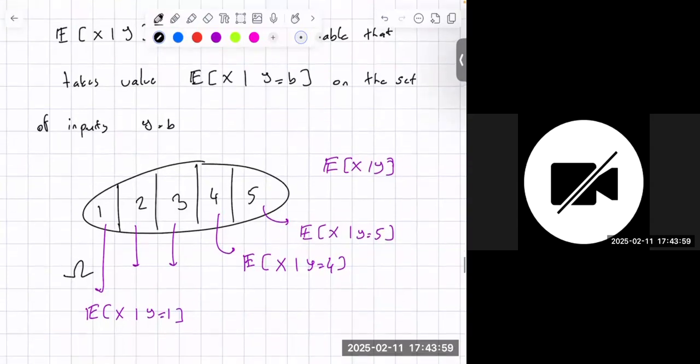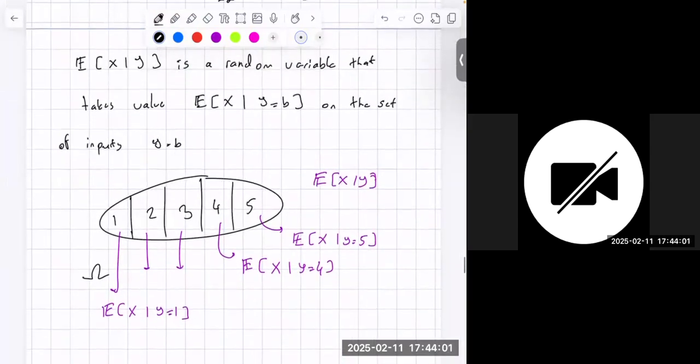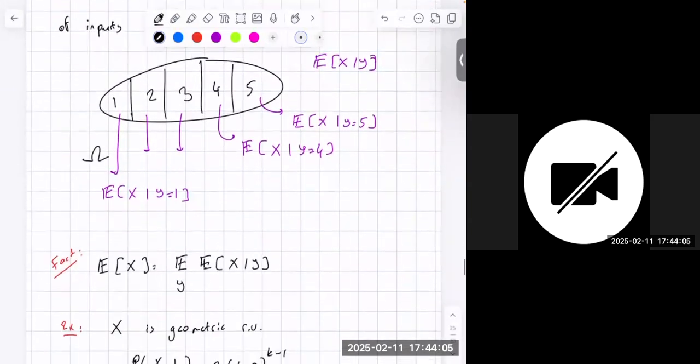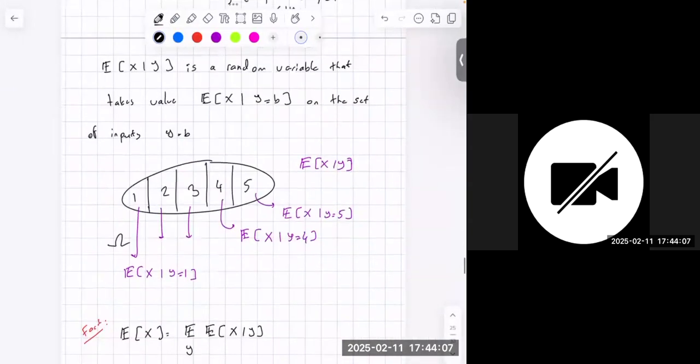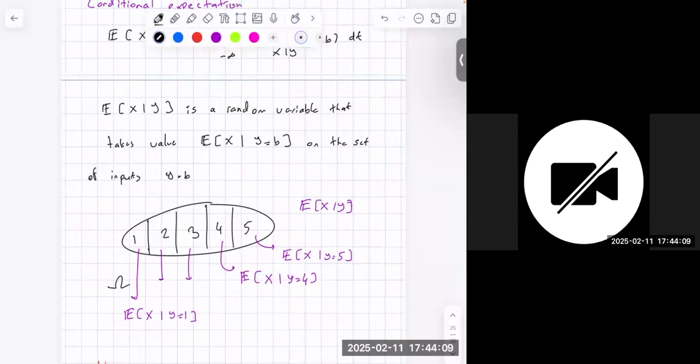All right, and let's see. Apparently, I still have a minute or two. Very good. And this is recorded. This was how you defined the conditional expectation of x conditioned on y.